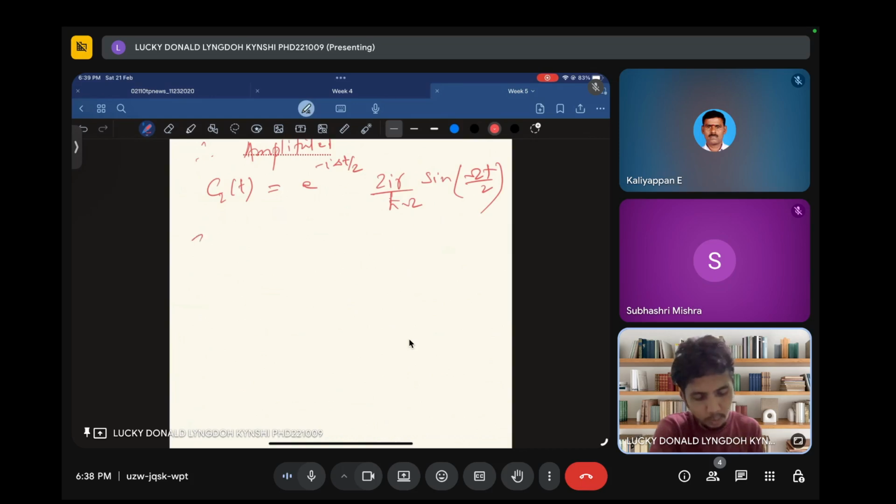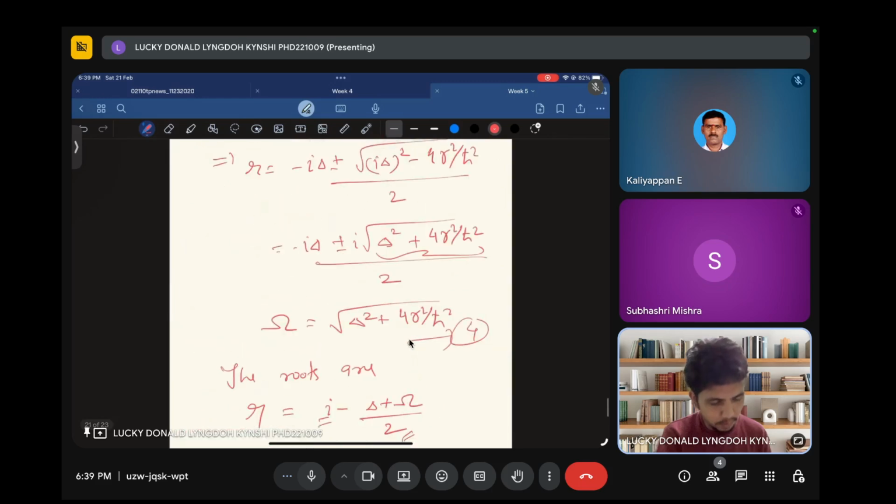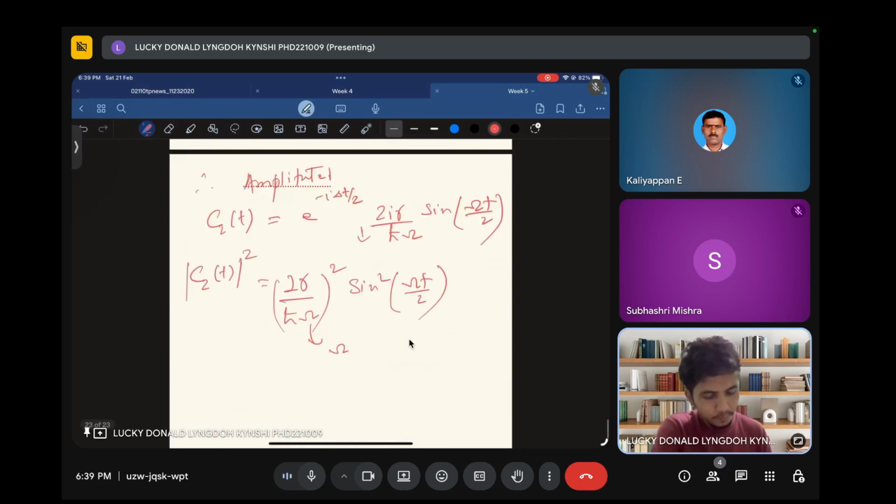Now what is the probability? Probability is simply C2 square. That means you just have to square this term. It will be simply 2 gamma by h cross omega, whole square, and then sine square omega t by 2. If you want to convert back this omega, you can, because we have assumed omega to be the square root of delta square plus 4 gamma square by h cross square. If you don't want to, it's also fine, as long as you make sure that you mention the value of omega. Omega is delta square plus 4 gamma square by h cross square, under the root. And that is done.